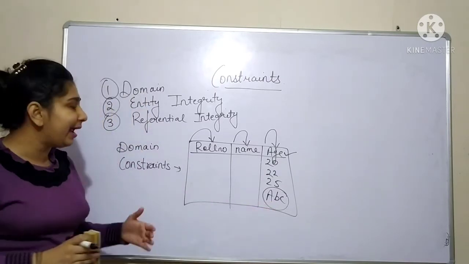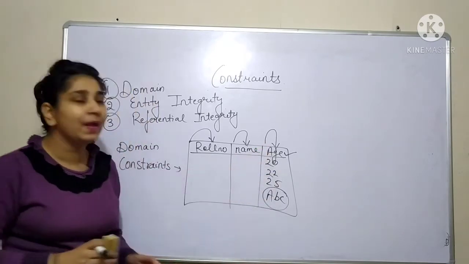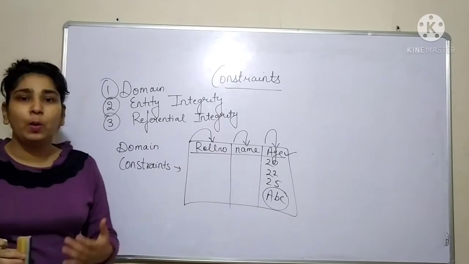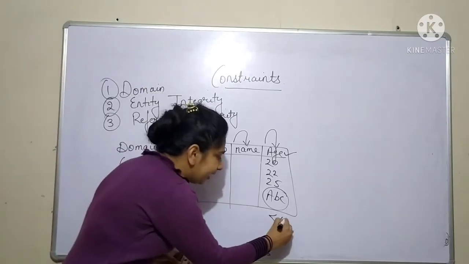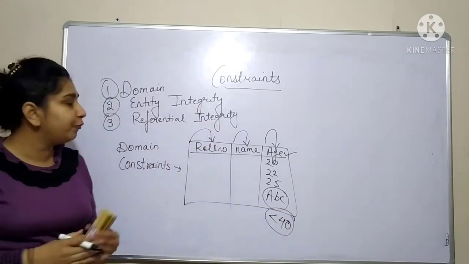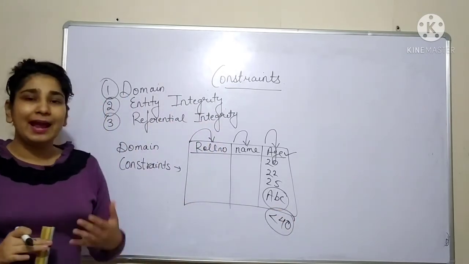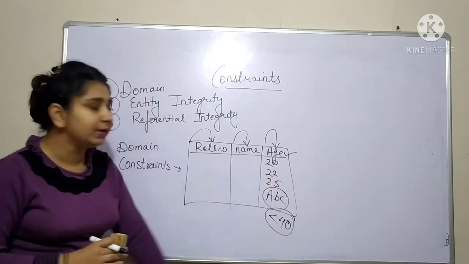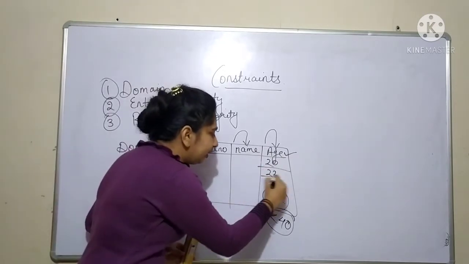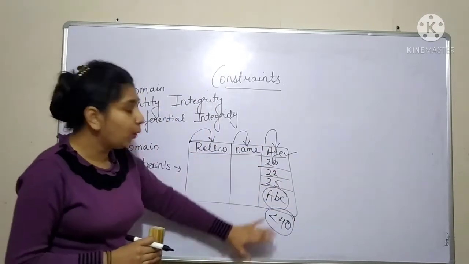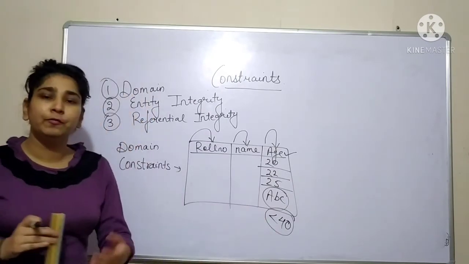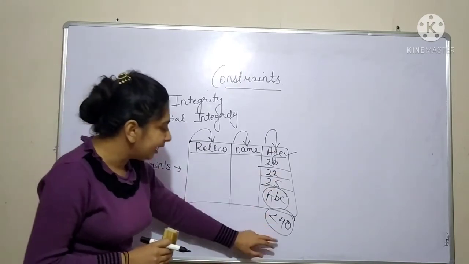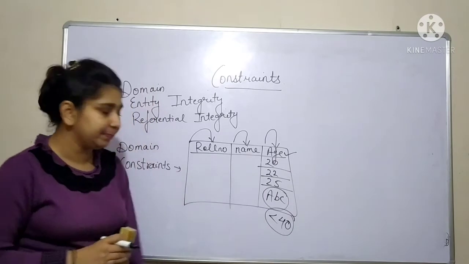You cannot store any alphabets or characters in the age column. And let's suppose we are adding one more condition, that the age should be less than 40. We are having a domain constraint that age should be less than 40. So in each and every row, no age should be greater than 40. In each and every record of your table, you will find age to be less than 40.